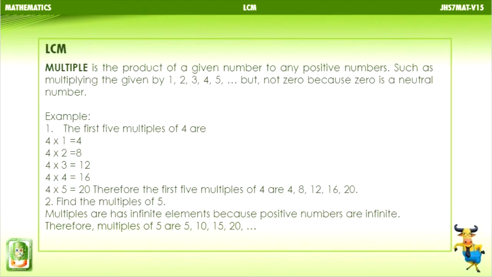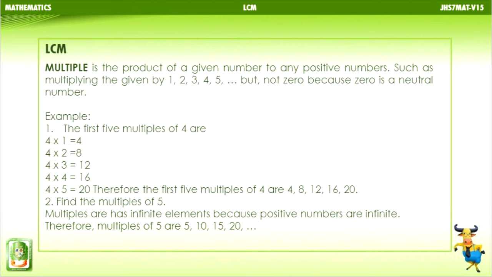LCM. A multiple is the product of a given number and any positive number, such as multiplying the given number by 1, 2, 3, 4, 5, but not 0 because 0 is a neutral number. Example 1. The first 5 multiples of 4.